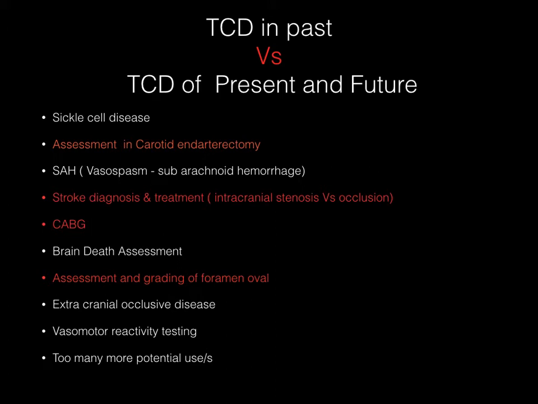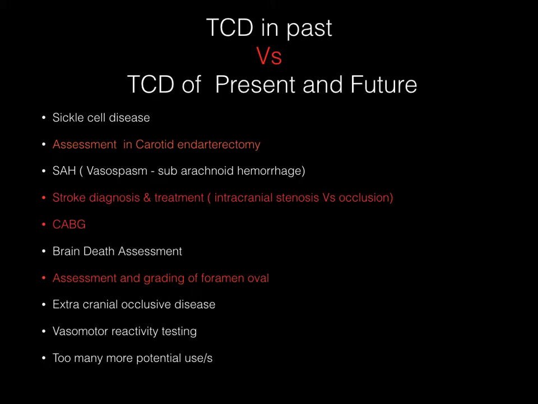Sickle cell disease requiring blood transfusion is a class 1 indication. All right. So there is ample data now, evidence now, that transcranial Doppler can prolong their life. How and why? We'll discuss that. Assessment of carotid endarterectomy, subarachnoid hemorrhage. This is also very high level evidence.